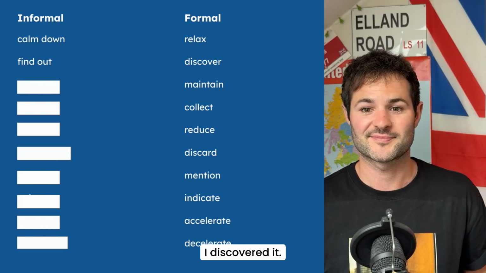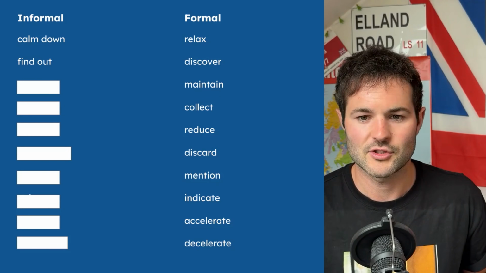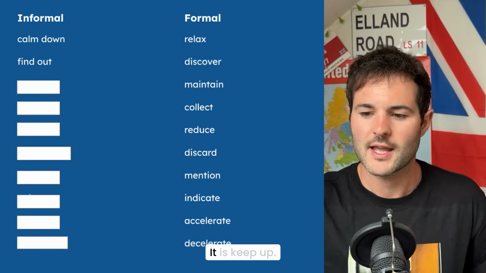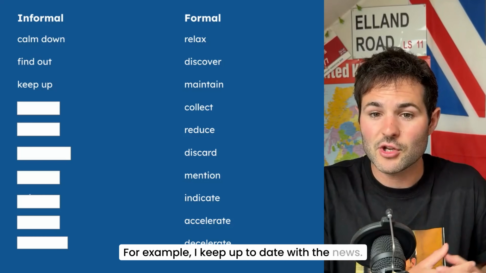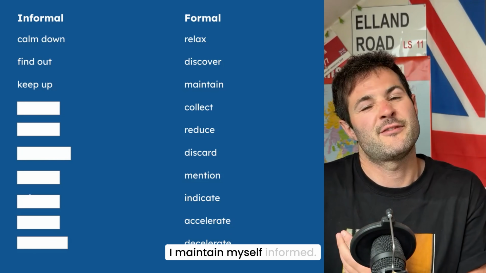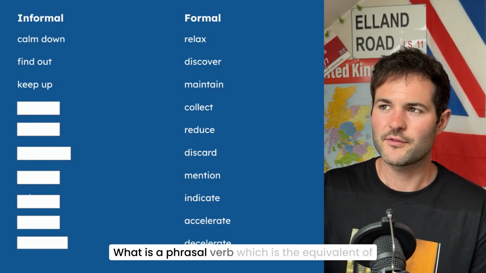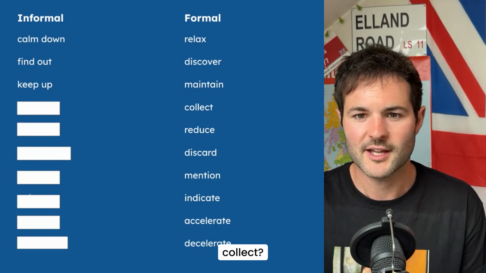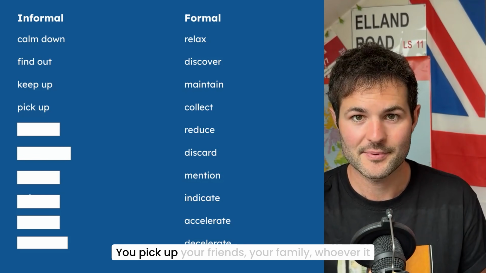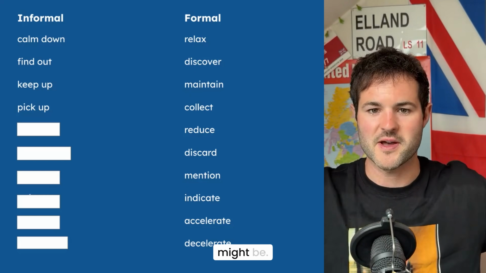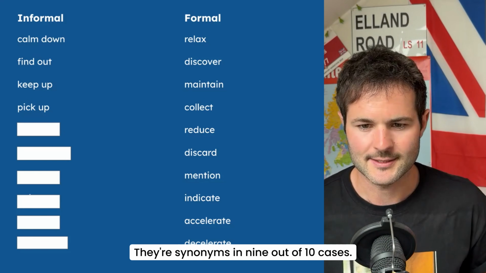I discovered it. Do you know a phrasal verb which means to maintain? To maintain. It is keep up. For example, I keep up to date with the news. I maintain myself informed. How about collect? What is a phrasal verb which is the equivalent of collect? Think about when you're driving. You pick up your friends, your family, whoever it might be. So pick up and collect, they're synonyms in 9 out of 10 cases.